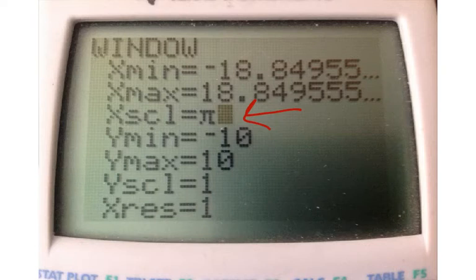Now, for our y values, it didn't really change. Our y-axis was still at negative 10, and it was still a maximum value of positive 10, and every tick mark was still 1. So we don't need to mess with our y values at all. So just leave those alone. All right, let's go ahead and hit the graphing key, and let's see what our graph looks like.